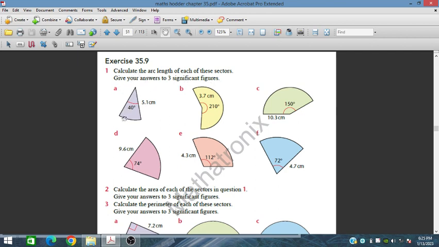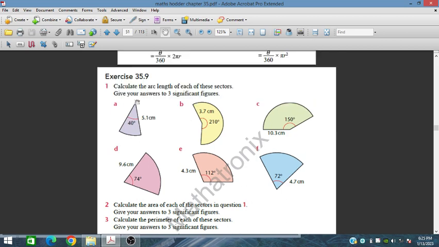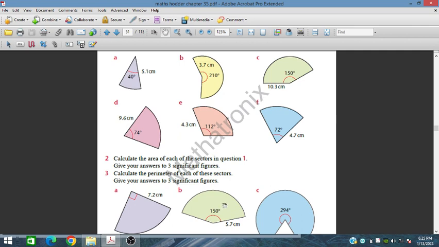Arc length, so we have to find the arc length in this problem. So we have to find this length. This is the arc length. And in the next problem, calculate the area of the sector in question 1. So we have to find the area also in part B, question number 2.